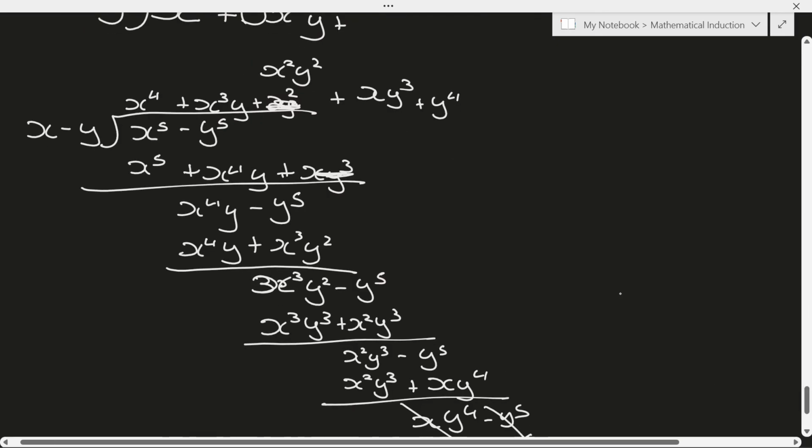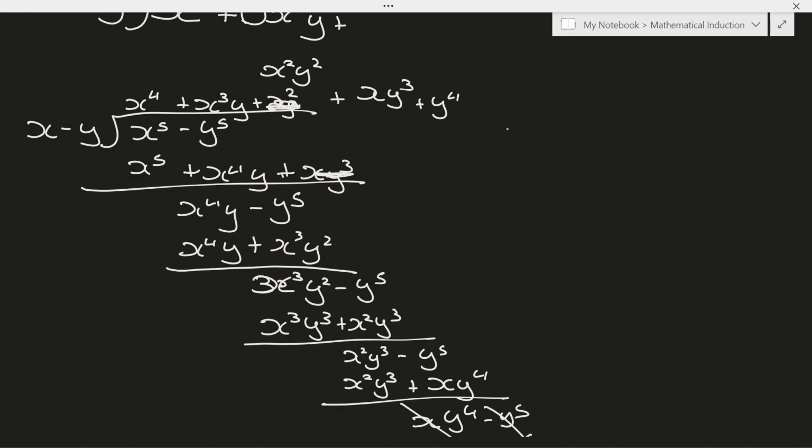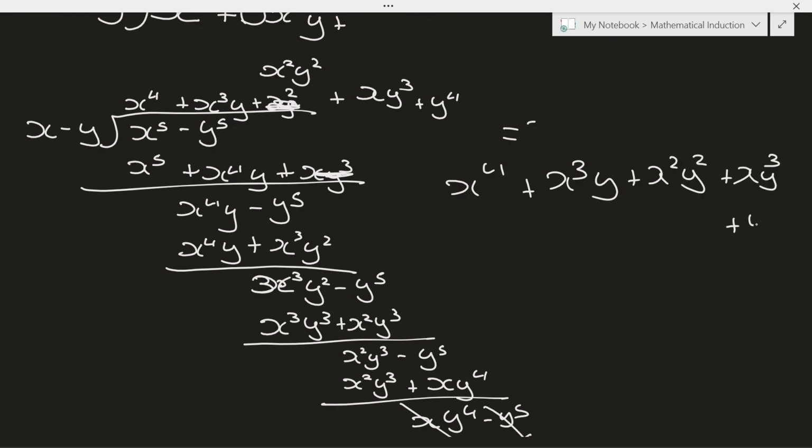Yeah, so in short, the answer should be equal to x to the 4 plus x cubed y plus x squared y squared plus x y cubed plus y to the 4. Oh, that was a very nice working out. I totally have the concept now. I am sorry if you didn't get the concept from that.